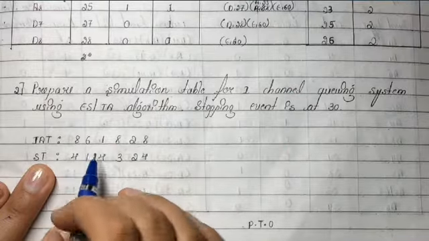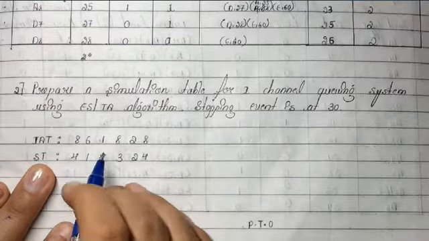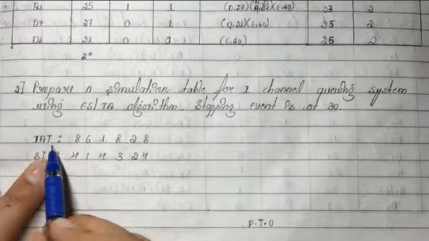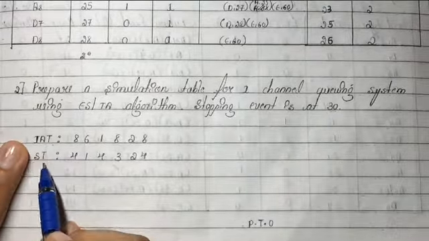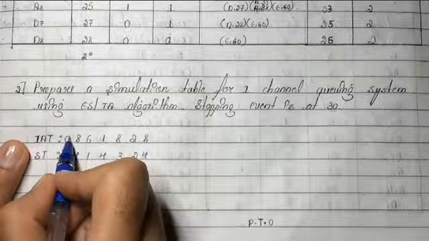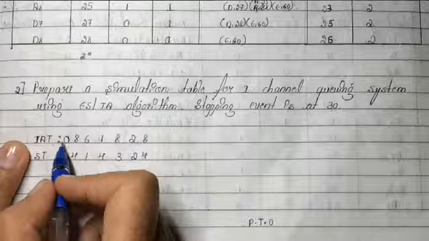Here is the question for the event scheduling or time advance algorithm. The stopping time is 30, and the inter-arrival time and service time are given. The first value of inter-arrival time is always considered as 0, so 0 here.